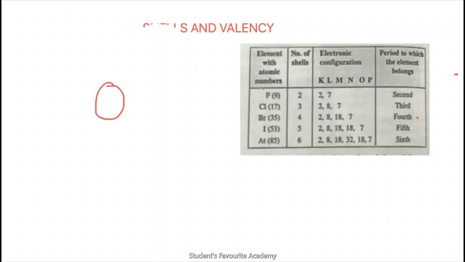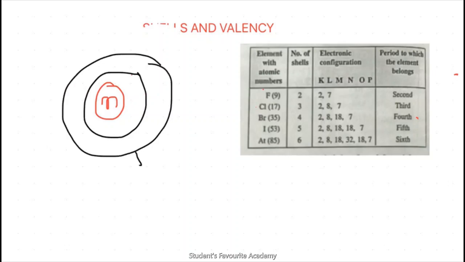Suppose this is my nucleus, and then around this there are orbits in which the electrons revolve. Now these particular things are called orbits, or else these are also called shells. So shells or orbits are the circular parts in which the electrons revolve. So this is the definition of shells or orbits.